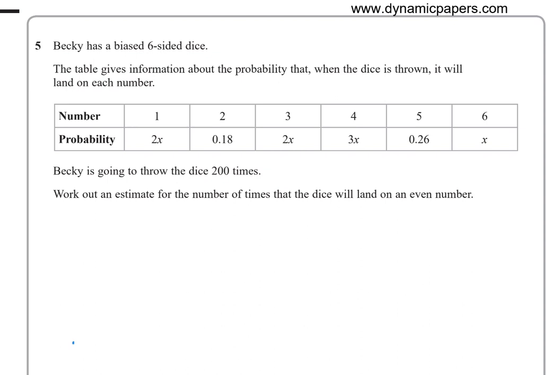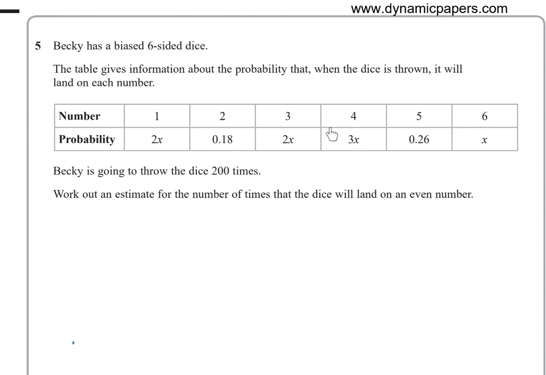Number 5. Becky has a biased 6-sided dice. The table gives information about the probability that when the dice is thrown, it will land on each number. Becky is going to throw the dice 200 times. Work out an estimate for the number of times that the dice will land on an even number.